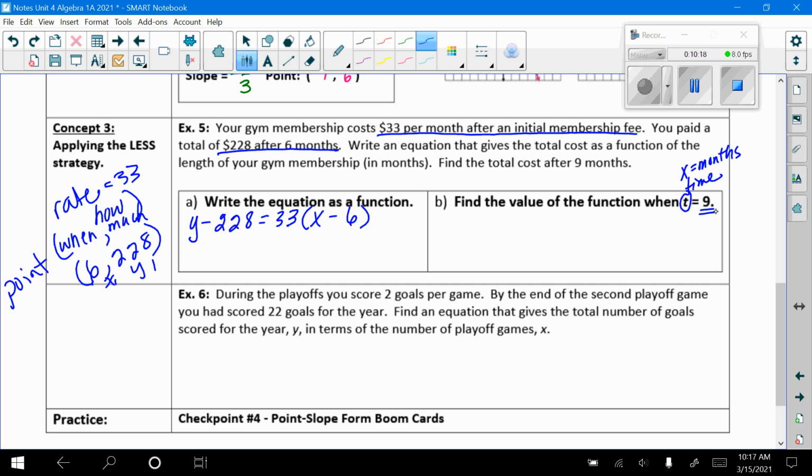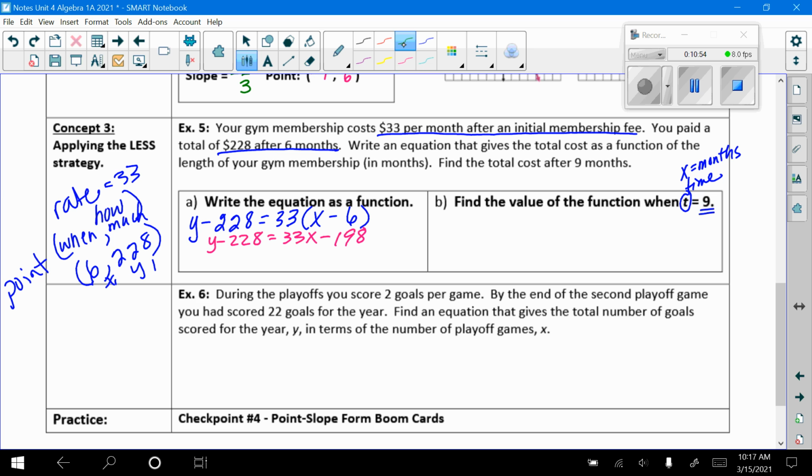So when I solve that, I can either rearrange this right now and then just plug in a 9, or I can plug in a 9 and then do the whole process. Either way, it will work. So I prefer to simplify this, and I would say y minus 228 is equal to 33x minus, and 33 times 6 is going to give me 198.